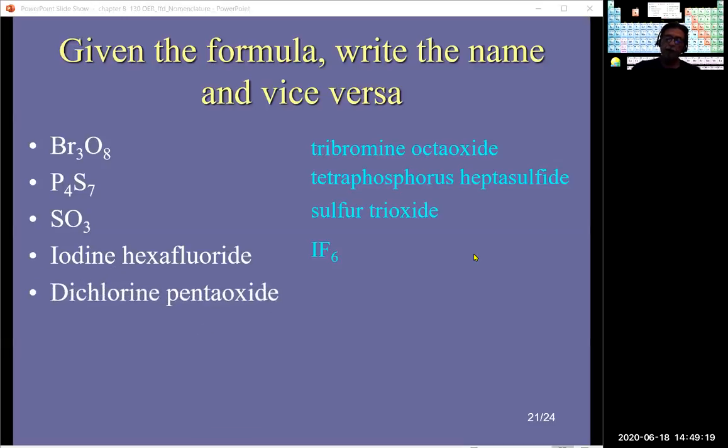Okay, dichlorine pentoxide. Okay, so the base formula is chlorine and oxygen, Cl and O. Then the prefixes, we got 2 chlorines and 5 oxides. Hence, there's the formula, Cl2O5, dichlorine pentoxide.